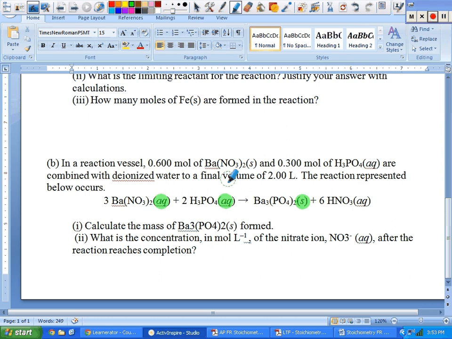Where do you think we begin? Well, they have given us 0.6 moles of this stuff and 0.3 moles of this stuff. Which one do I pick? The LR, very good. How do we find that thing?